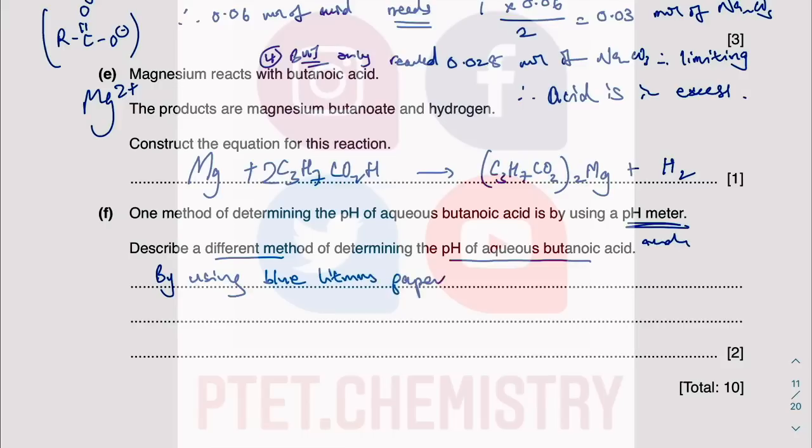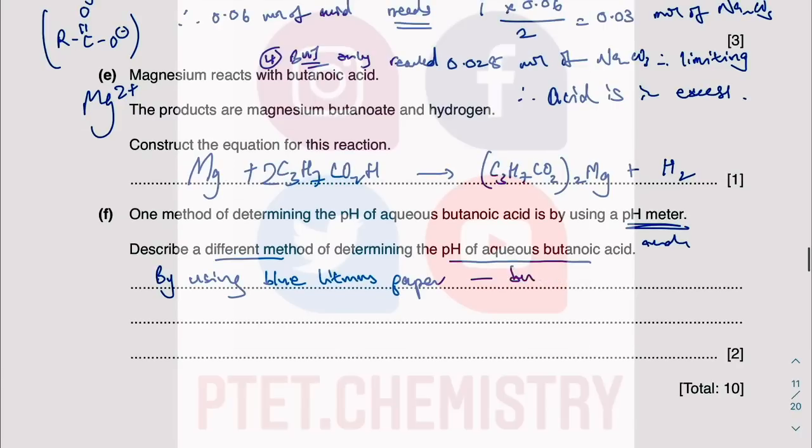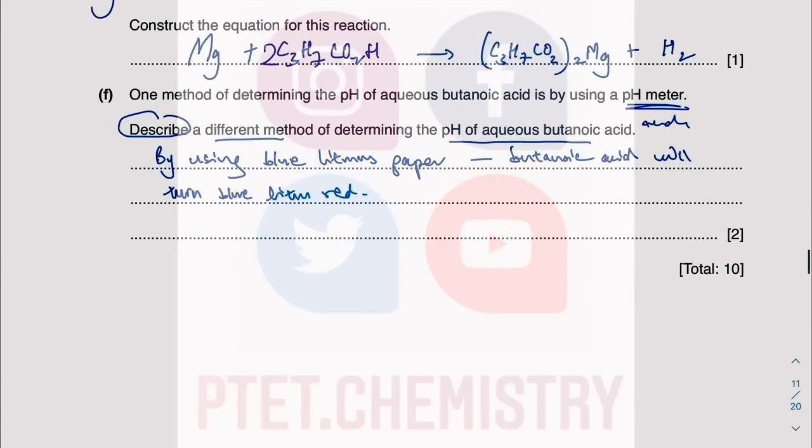Okay, acidic. So basically, butanoic acid is acidic. Butanoic acid will turn blue litmus red. You see that when you need to describe, basically you should mention what is the test and what is the test result for that 2 marks, yeah? So pretty straightforward there. Either that, or you can use a universal indicator, which will give you a similar color change of red as well as the final color to indicate that it is an acid.